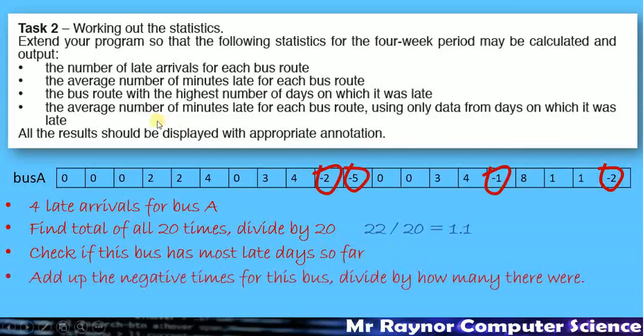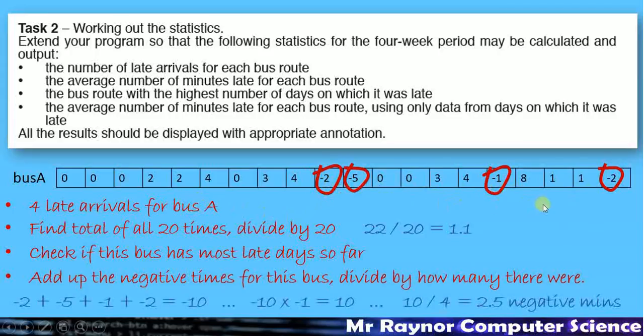And then finally, the fourth bullet point is the average number of minutes late for each bus, using only data from days on which it was late. So we need to go back to what we did really in the first task. For bus A, there were just these 4 here. So what we're going to do is take those 4 numbers, -2, -5, -1 and -2, add them all together, and that will give us -10.